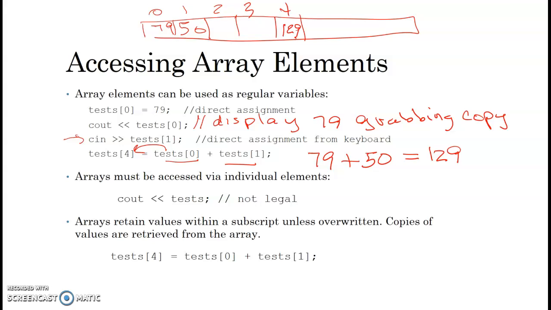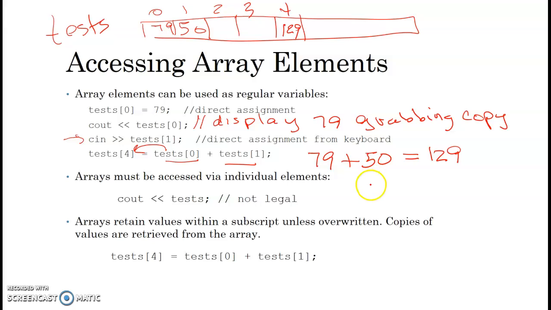Arrays must be accessed, though, by individual elements. So since tests is the variable that represents the array as a whole, okay, it represents the entire structure, I cannot cout the entire structure. I would have to take care of them each element at a time. I can only process each element at a time. I cannot look at the whole array as a whole and cout that array. I can't copy one array into another as a whole.